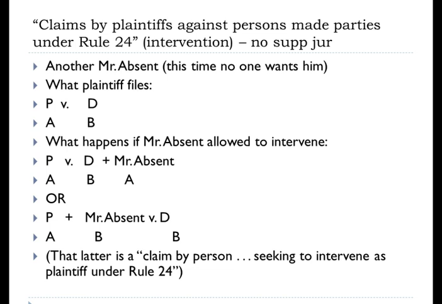So if in the first situation the plaintiff were allowed to make a claim against Mr. Absent as a defendant and they're citizens of the same state, the plaintiff, there would not be supplemental jurisdiction over that claim under the Supplemental Jurisdiction Statute. Or if Mr. Absent was allowed to intervene as a plaintiff, then that would be a claim by a person seeking to intervene as a plaintiff under Rule 24. In either case, the Supplemental Jurisdiction Statute does not allow supplemental jurisdiction over these claims.